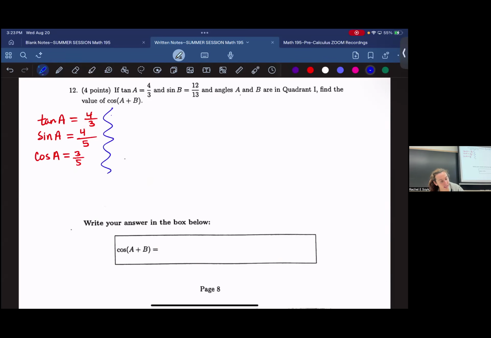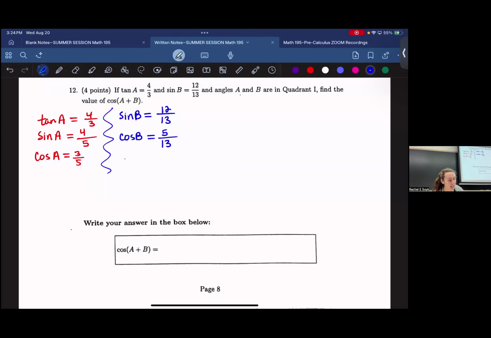Then we're given sine of B is equal to 12 over 13. Ooh, another Pythagorean triple. That's a 5, 12, 13, right? 5 squared plus 12 squared, 25 plus 144 gives you 13 squared, gives you 169. So now we can figure out cosine of B. If our hypotenuse is 13, then our other side by Pythagorean theorem or by our Pythagorean triple is 5. So we get 5 over 13.